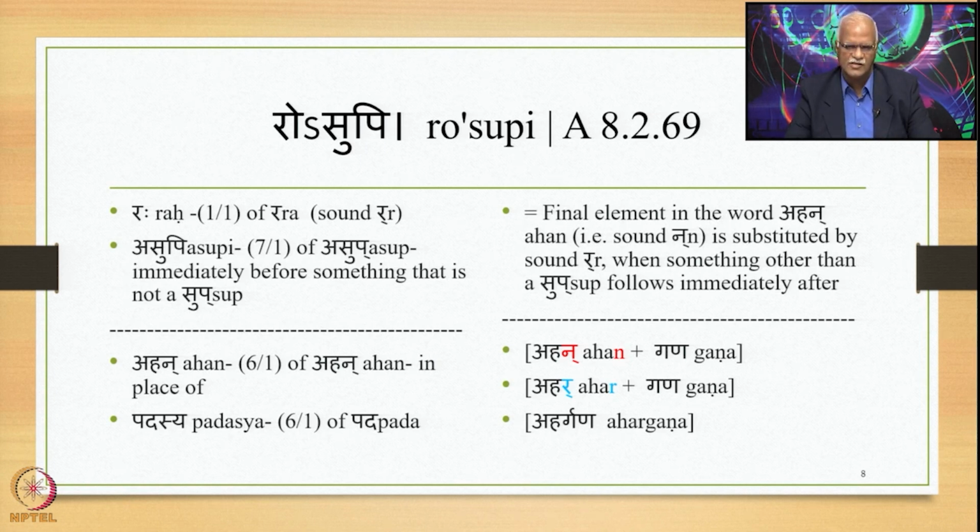So here we have an example where we have Ahan plus Gana. Na comes at the end of Ahan and also Pada. So this is substituted by R. So we have Ahar Gana and finally Ahar Gana. Ro Asupi.